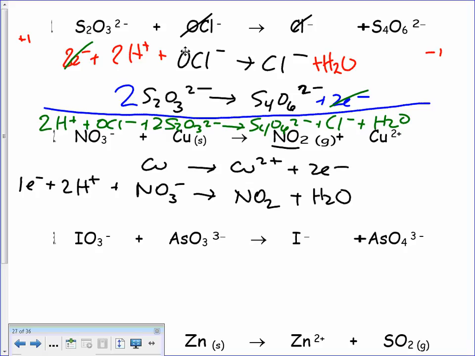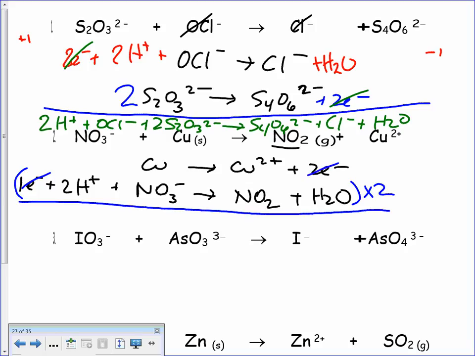Now you have a problem. Electrons lost must equal electrons gained. So what do we do? Multiply the bottom reaction by 2. That makes 2 electrons, and that cancels with those 2 electrons. And then I'm going to add these together. Just don't forget to distribute that 2 all the way across.